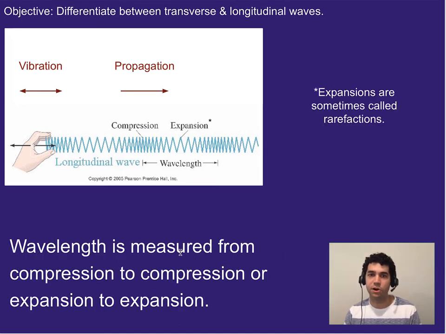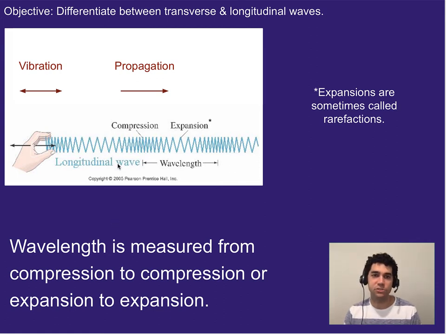Now, there are different parts of it. In a longitudinal wave, we have compressions where things are closer together, and expansions or rarefactions where they're further apart. Please note that more often, the expansion is called a rarefaction. To measure wavelength on a longitudinal wave, we're going to measure from compression to compression, or from rarefaction to rarefaction, or expansion to expansion. So that's how you would measure it.